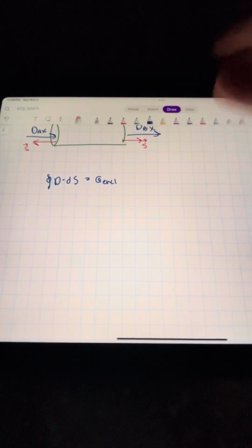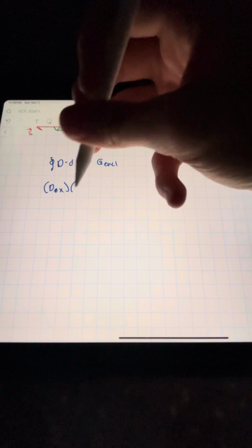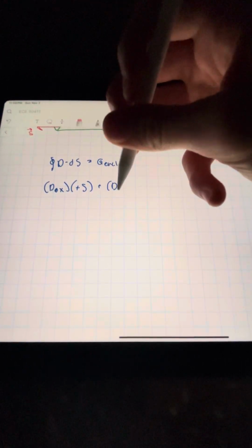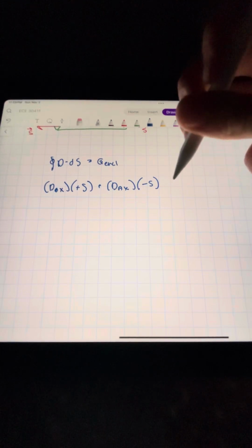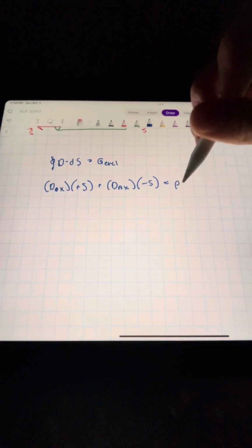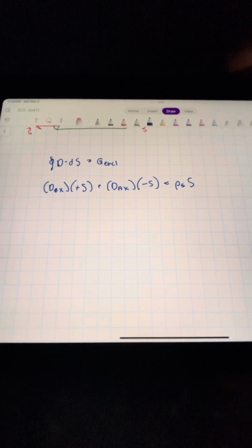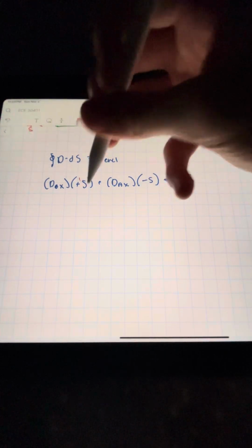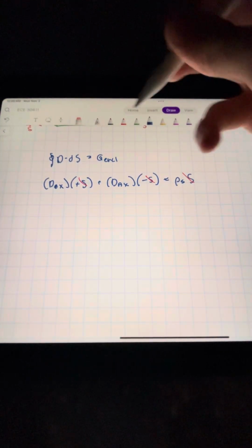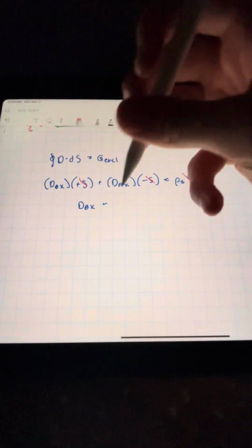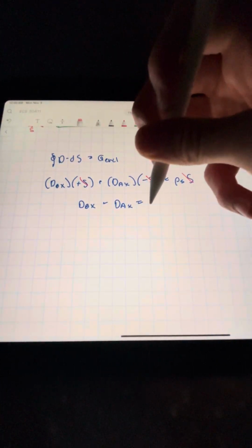And when we apply Gauss's law, the total flux becomes D sub bx times the positive S, plus D sub ax times the negative S, since it's going in the negative x direction, equals the free surface charge times S. Simplifying, we cancel out the S's, and that gives us D sub bx minus D sub ax equals rho sub s.